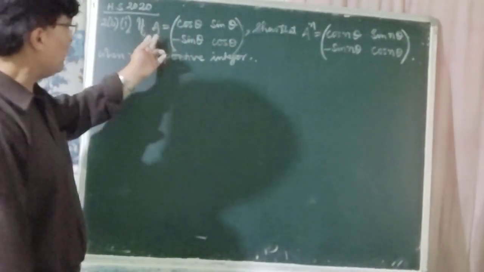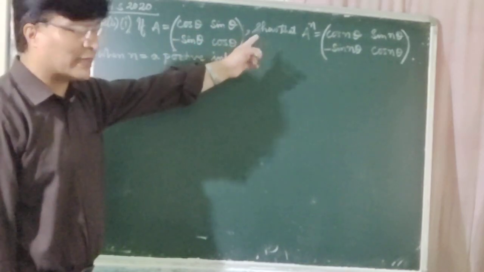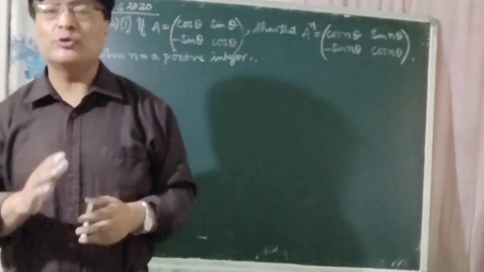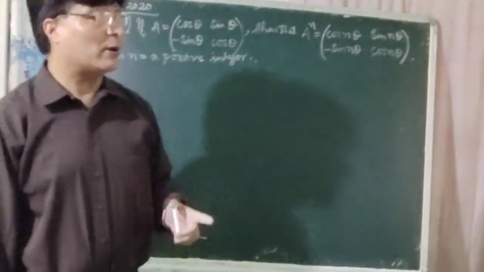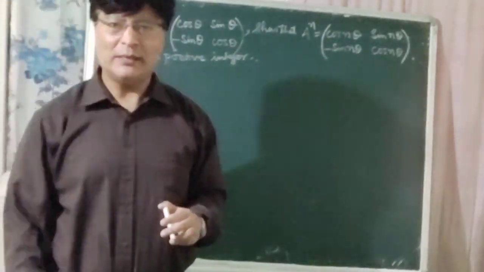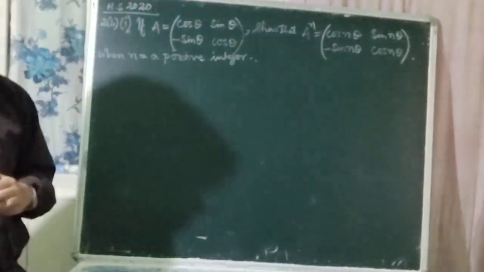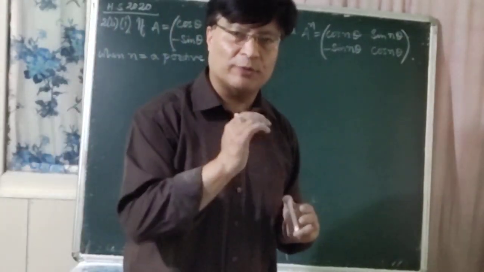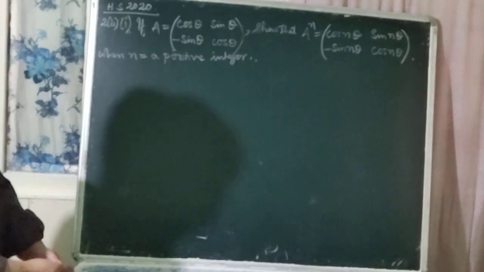Okay, so if A is equal to cos theta, sin theta, minus sin theta, cos theta, you have to prove that A to the power n is this one. So in this case, we will use mathematical induction to prove this relation. Okay, so in class 11 you did mathematical induction, isn't it? So let us use mathematical induction to prove it.